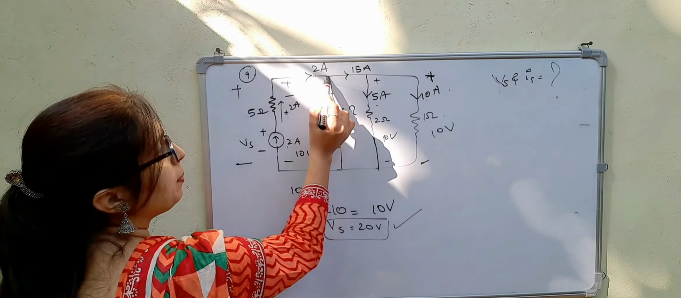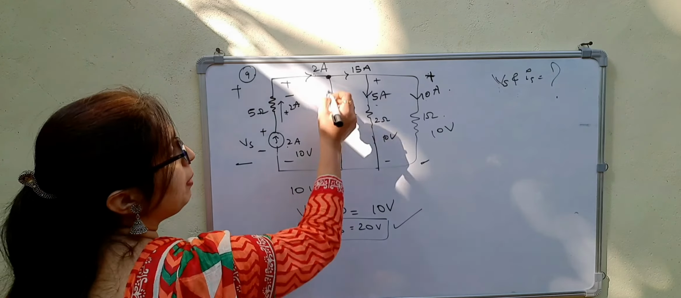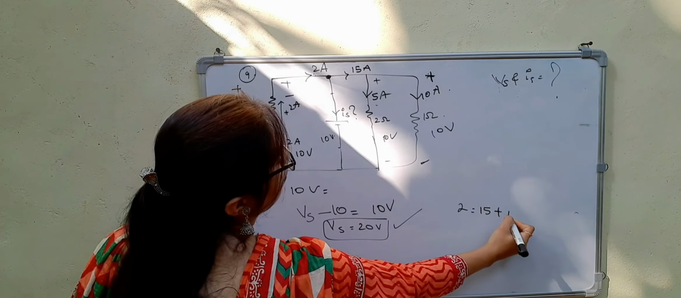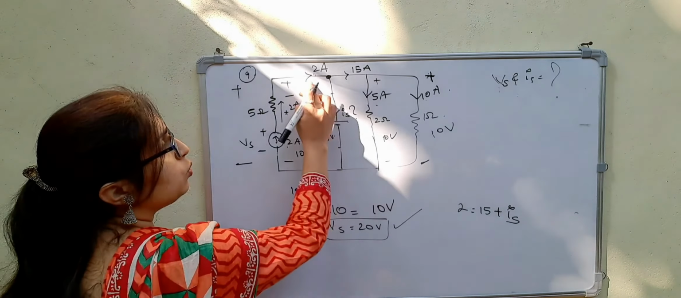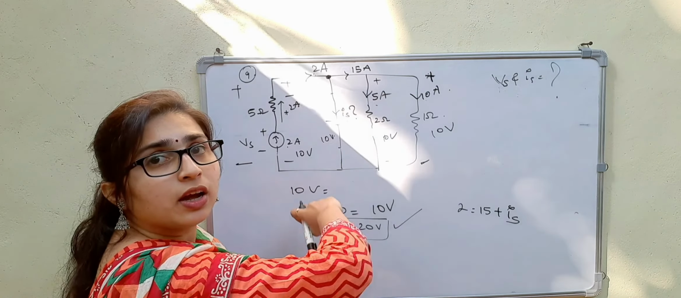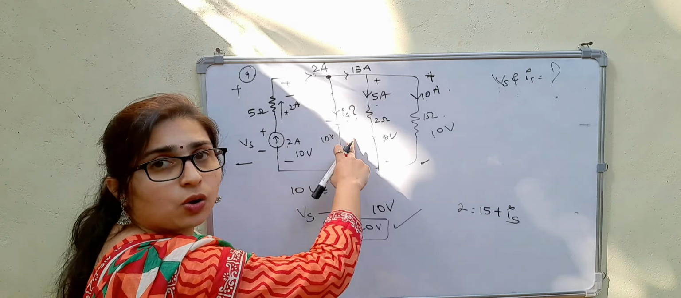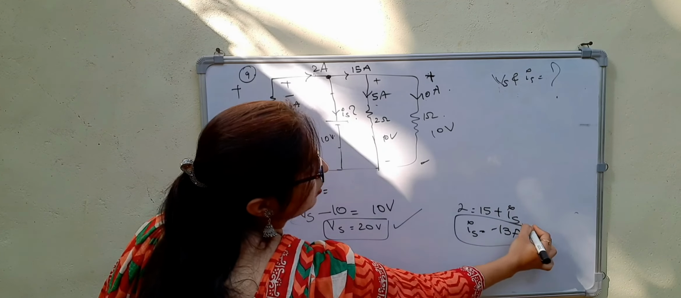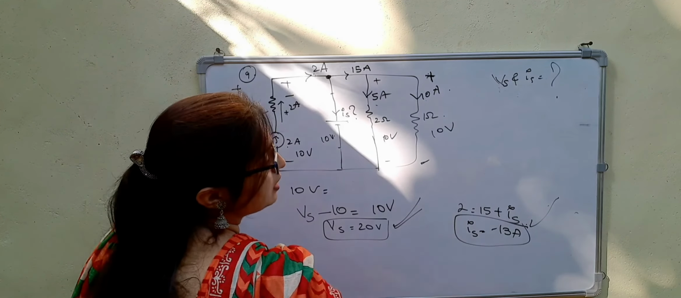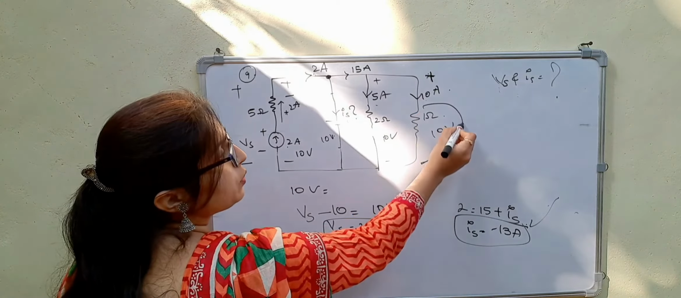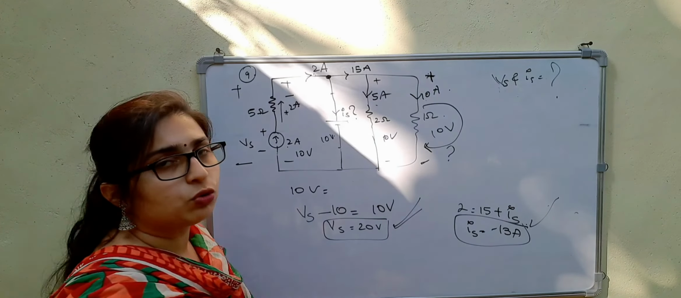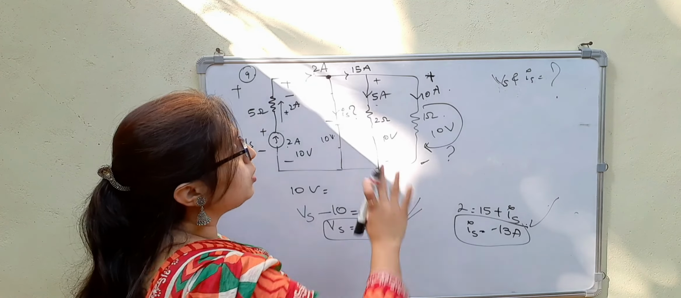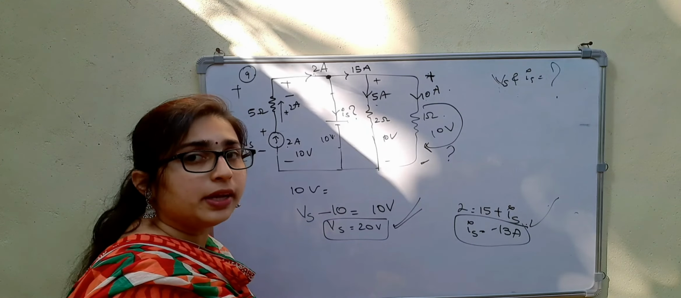So this is 2 amperes. At this particular point, if I apply the KCL, so that will be 2 is equal to 15 plus Is, right? 2 is incoming, 15 is outgoing, and here also you have Is outgoing. So Is is equal to minus 13 amperes. Okay, so this is the Vs, this is Is. They may also ask you what is the current which is flowing through 1 ohm. So that will be 10 amperes. You can find it out directly because the voltage across this will be 10 volts.